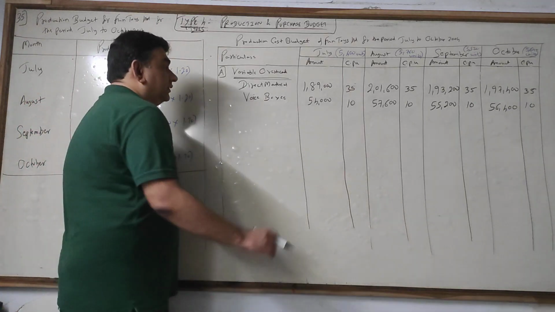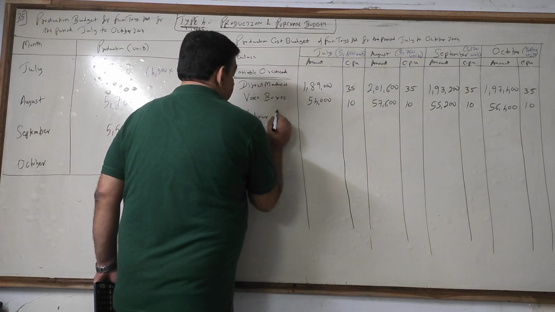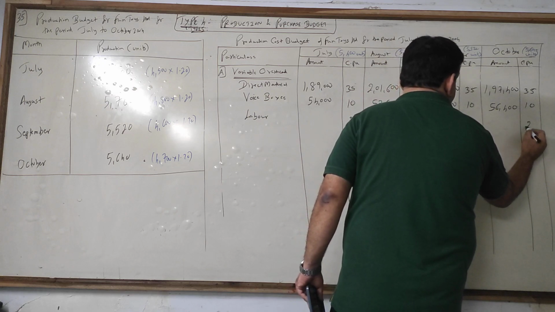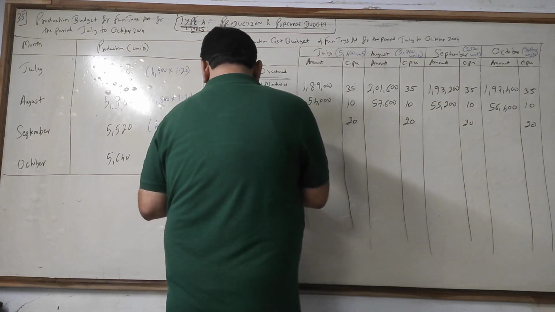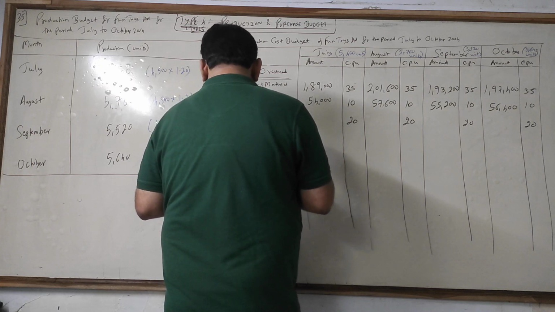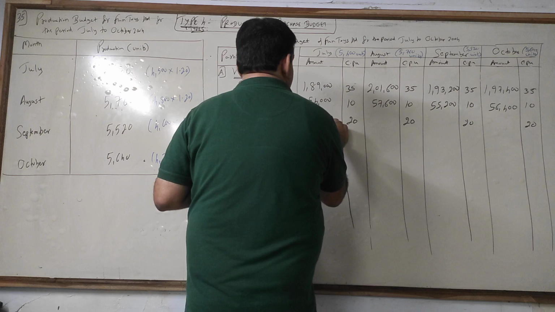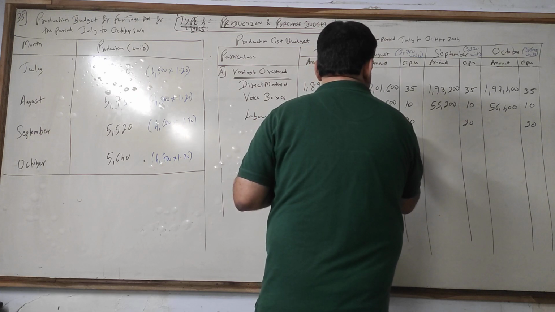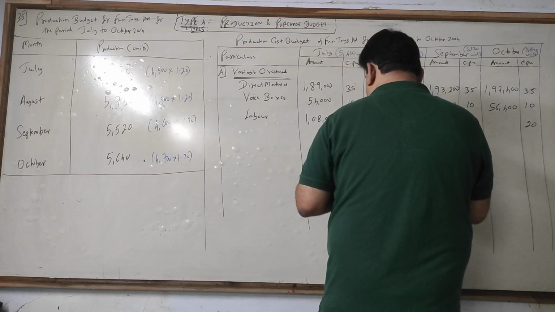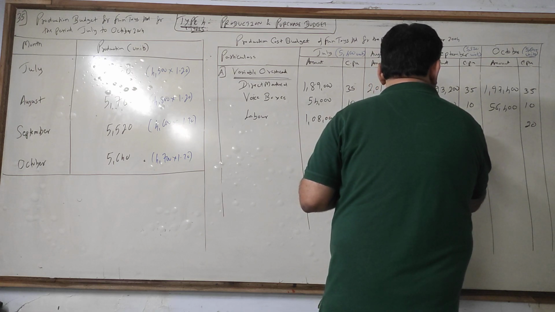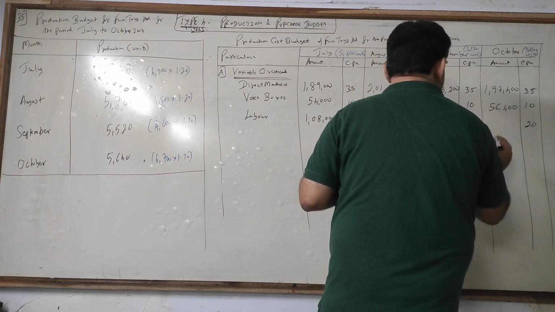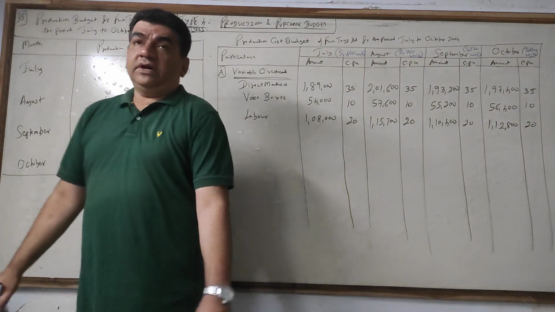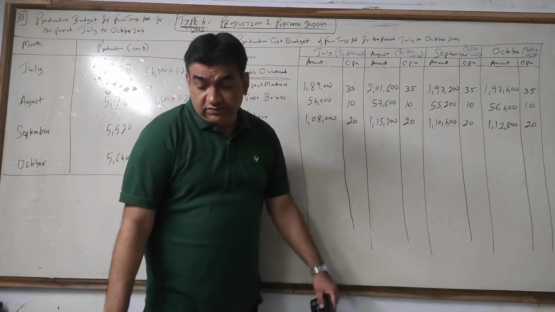Next, labor, 20 per toy. Labor is the same, per unit will remain the same. 20 into the units gives 1,08,000, 115,200, 110,400, and 112,800. Per unit multiplied by the respective units.